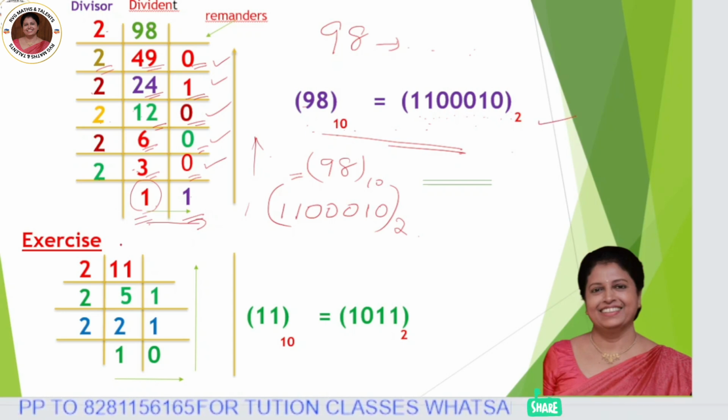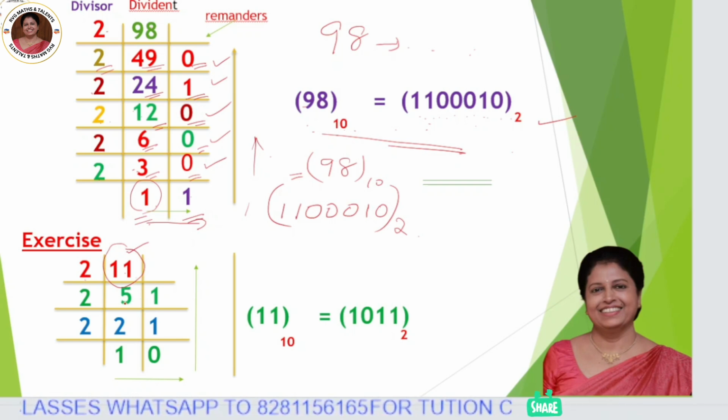Then come to the next example, 11. We have to convert this 11 to a binary number. Let us do it together. I think all of you understood this. First we start with 11, that is the dividend. It is divided by 2. Then we get 5 as the quotient, and 2 5s are 10, so 1 is the remainder. We note down the remainder here.